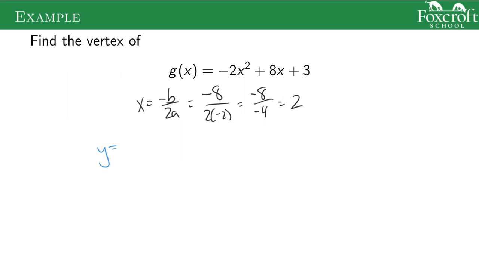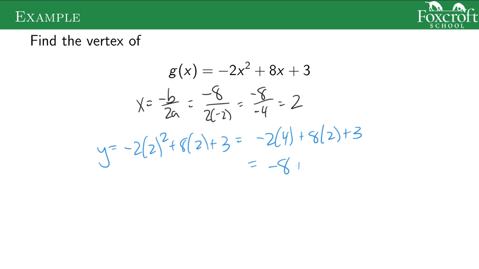The y value of my vertex is now, when I plug that in, again, just remember to do the exponent first. See, negative 8 plus 16 is 8, plus 3 is 11. So my final answer is going to be 2, 11. So I find the x value by using this formula. I find the y value by knowing that if I know an x value, I'll always find the y value the same way, plugging it into the function.